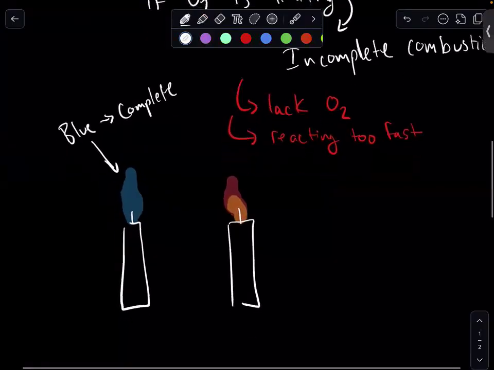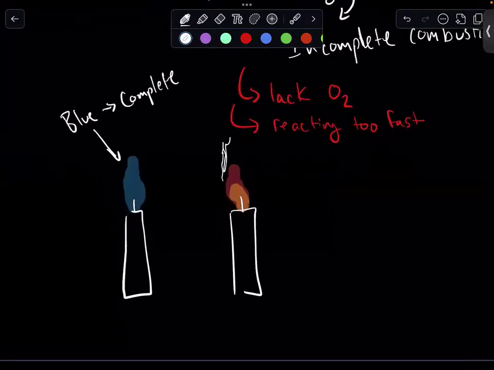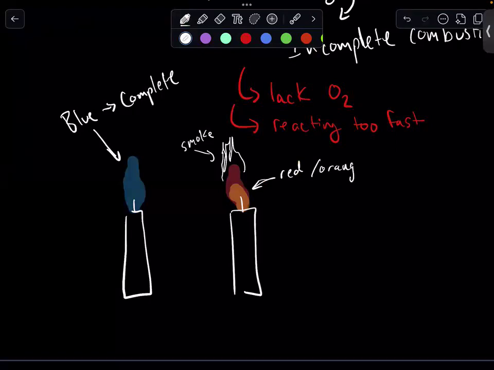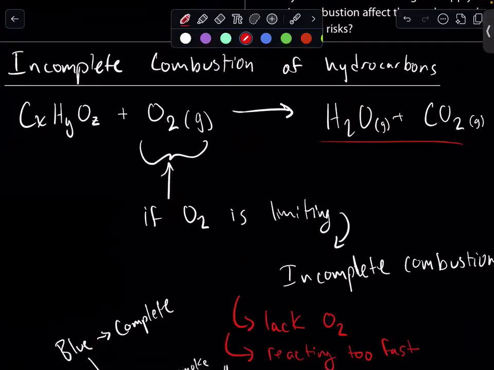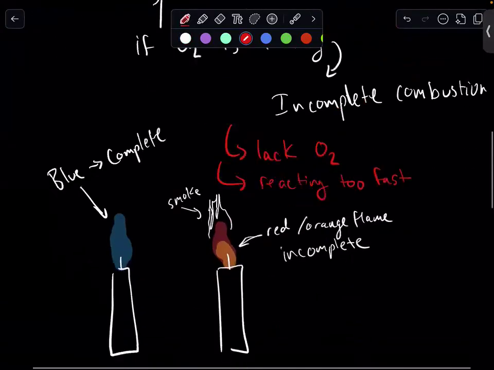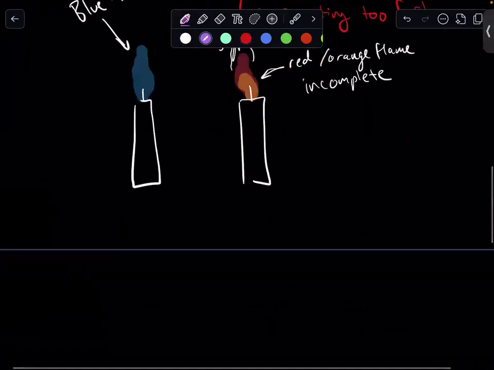Furthermore, if we have the presence of smoke or red-orange flame, these are incomplete. So this is generally what's going to tell us complete from incomplete. The reaction we learned up here, this is complete combustion. Perfect, complete combustion.